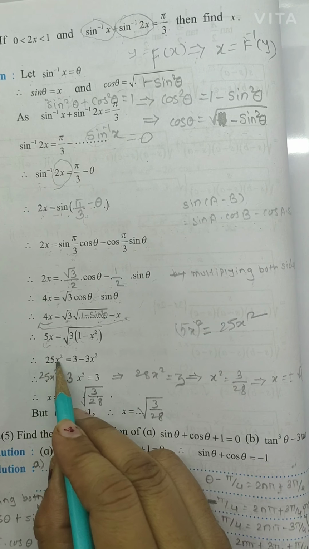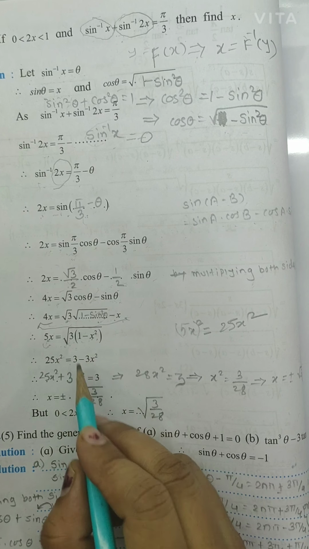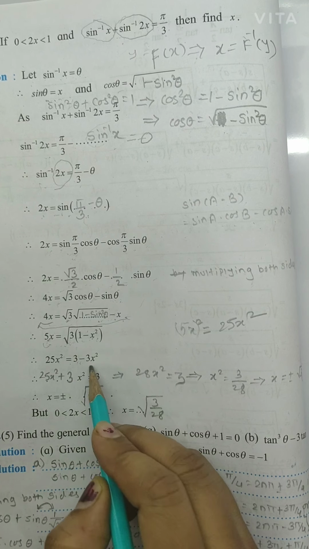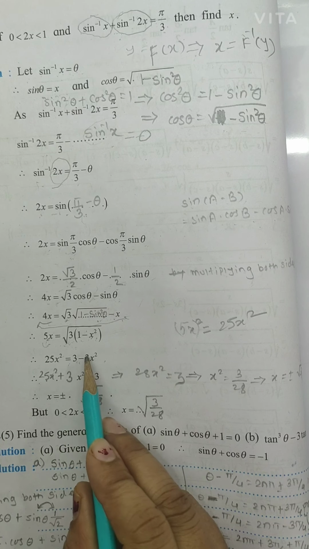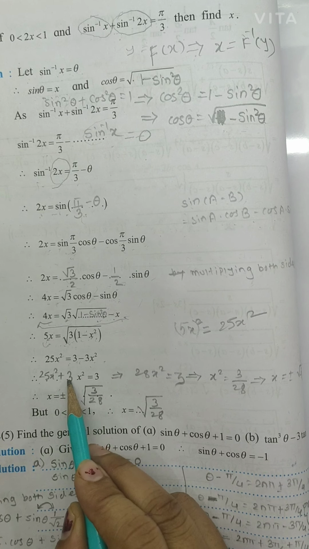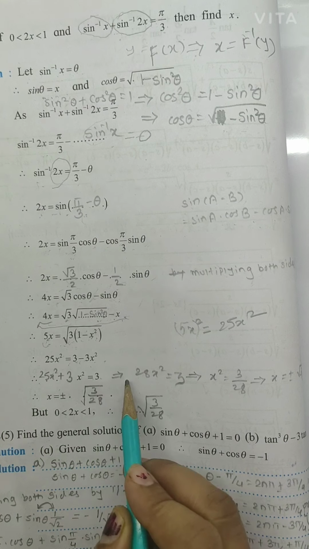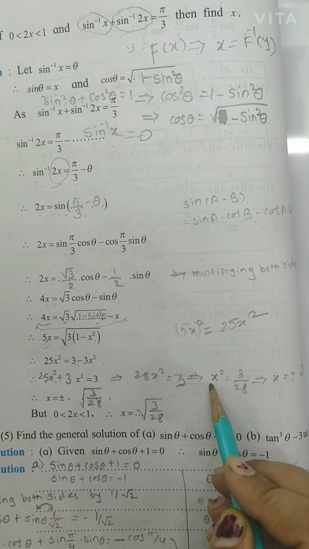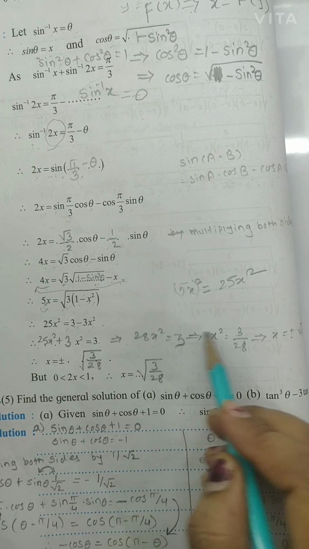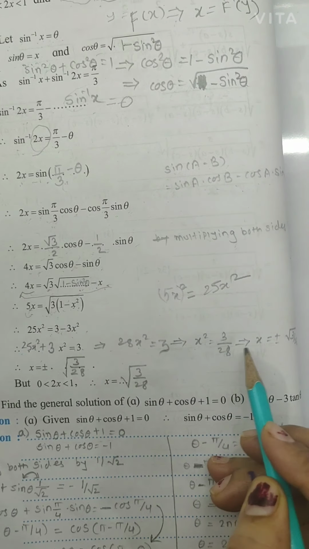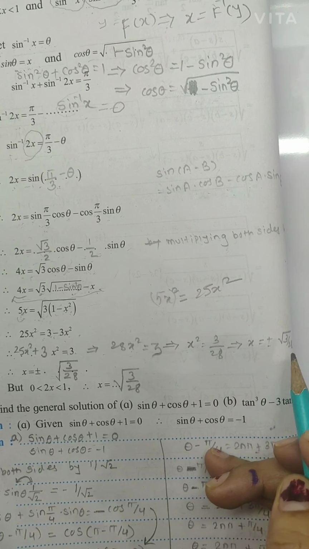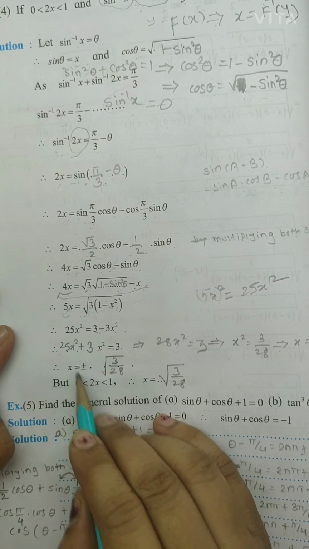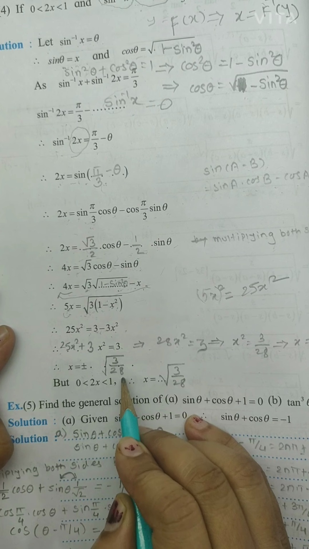So this is your 25x square equal, the root is gone, 3 into 1 minus x square, that is 3 minus 3x square. 25x square minus 3x square, getting plus, equal to this 3 as it is. Now this implies 28x square is equal to 3. This implies x square is equal to 3 by 28, so x is equal to plus minus root of 3 upon 28.